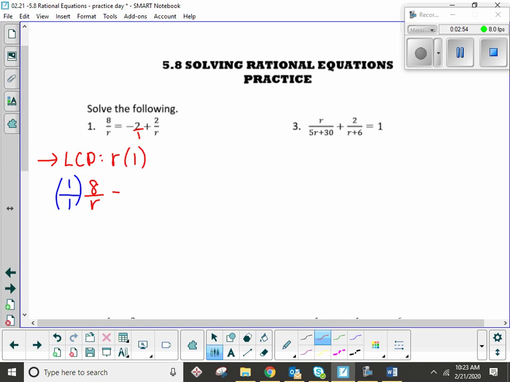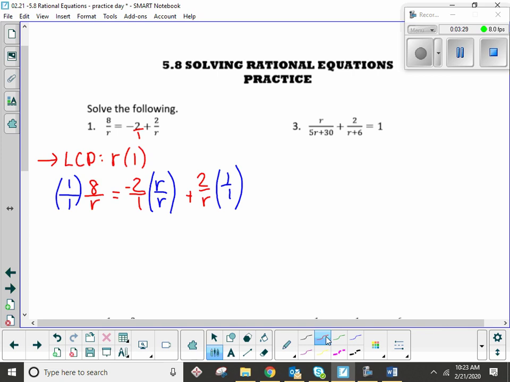And then equals, and then you go to the next fraction, the -2 over 1. What's its denominator missing? The R. So multiply the top and bottom by R. And then on the last fraction, what is that denominator missing? The 1. So you do the top and bottom by 1. Right? So that's all from the rewrite fractions. What does the next arrow say?